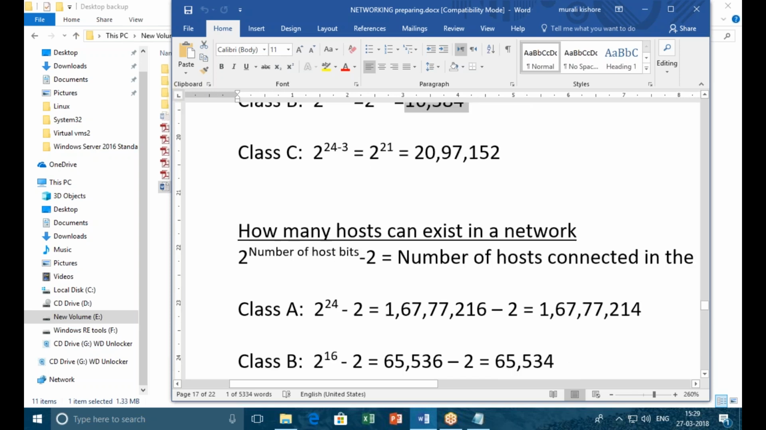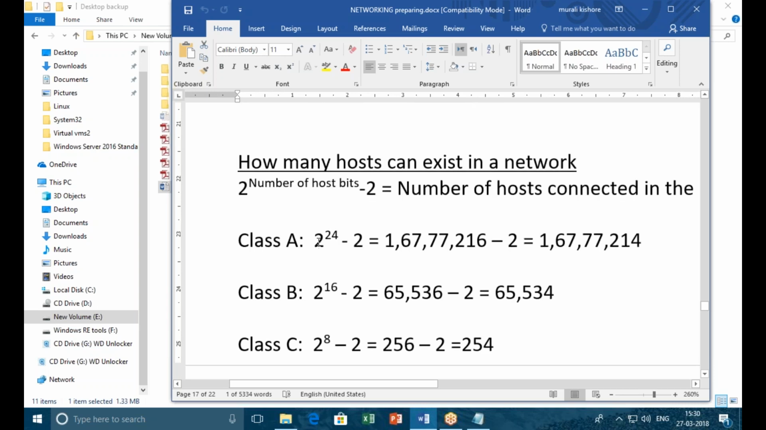Now see how many devices we can connect in each network. Number of host bits minus 2. These are the number of devices we can connect, 2 power 24 minus 2. So in class A, I can connect around this number of devices in a network.